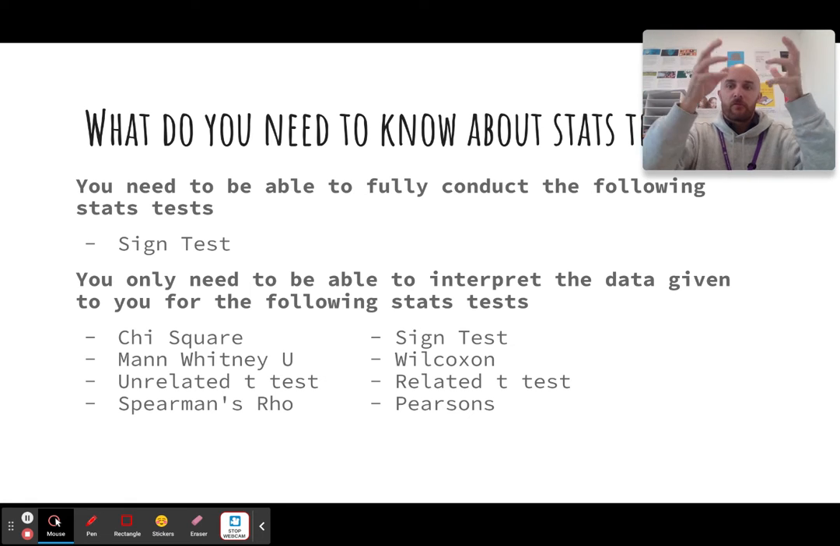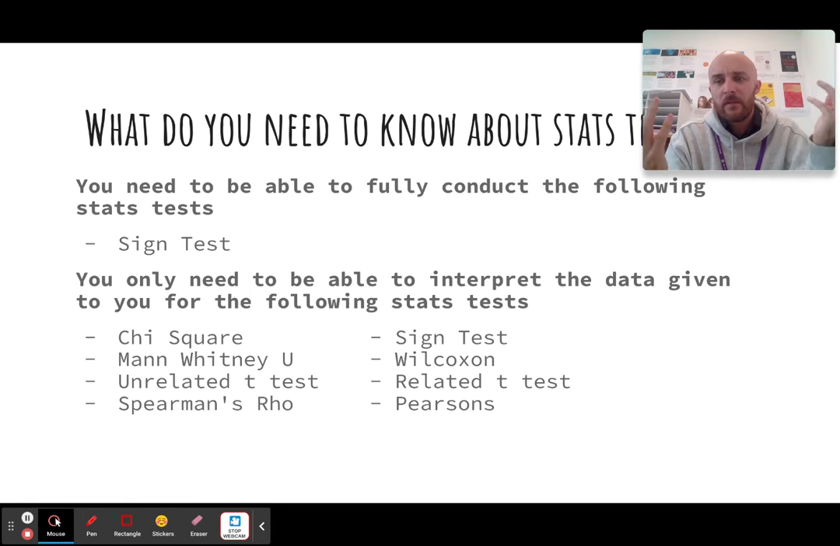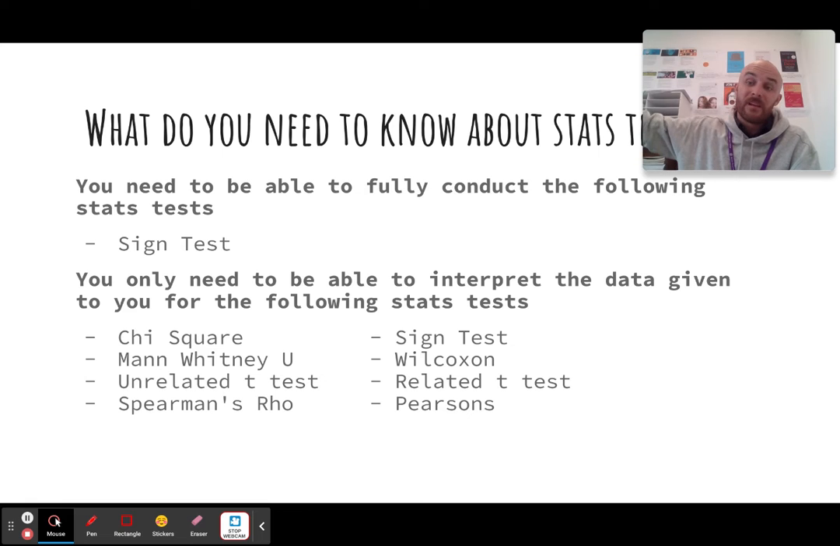So the number that it spits out, 4.31, whatever, it can be literally any number, 4.31, that number is what we call the observed value. You then take that observed value and compare it to another number to see if you've got significance, which I'll go into in a second. But that is the basic point of all stats tests.